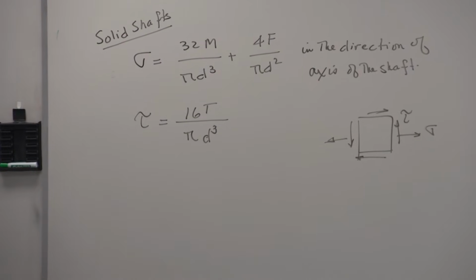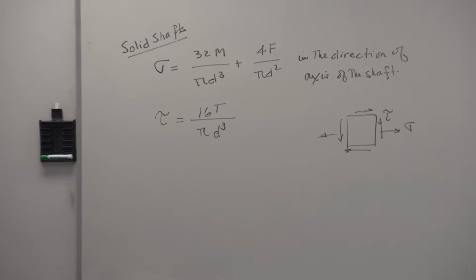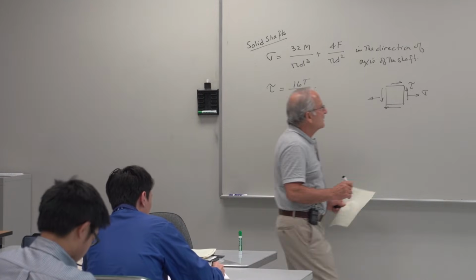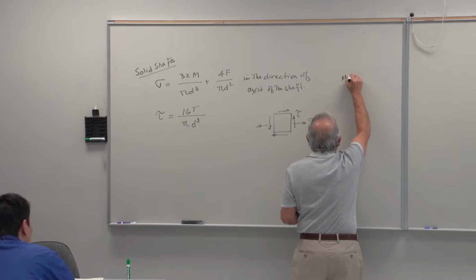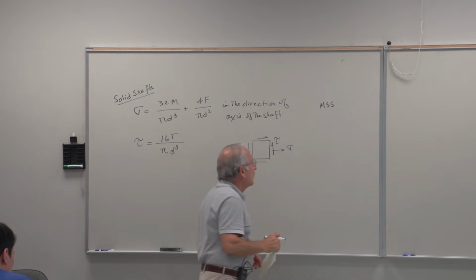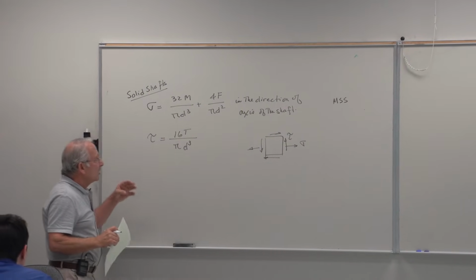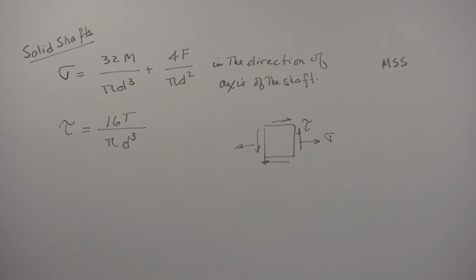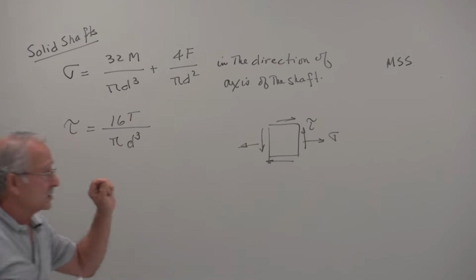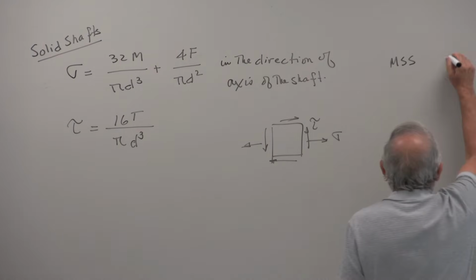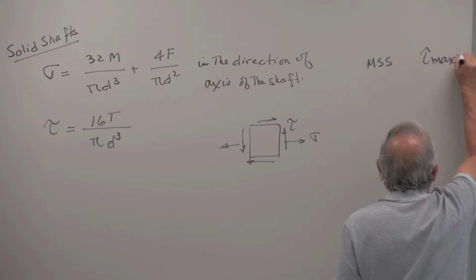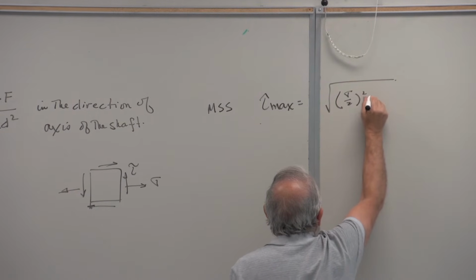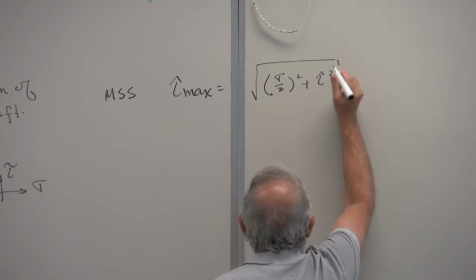assuming it's a ductile material, either by the maximum shear stress theory or by von Mises' maximum distortion energy. So for the maximum shear stress theory, we say yielding will occur when the maximum shear stress in the material at any point in the material reaches that at yield in simple tension test. So the maximum shear stress here, tau max, is equal to the square root of (sigma over 2) squared plus tau squared for this.